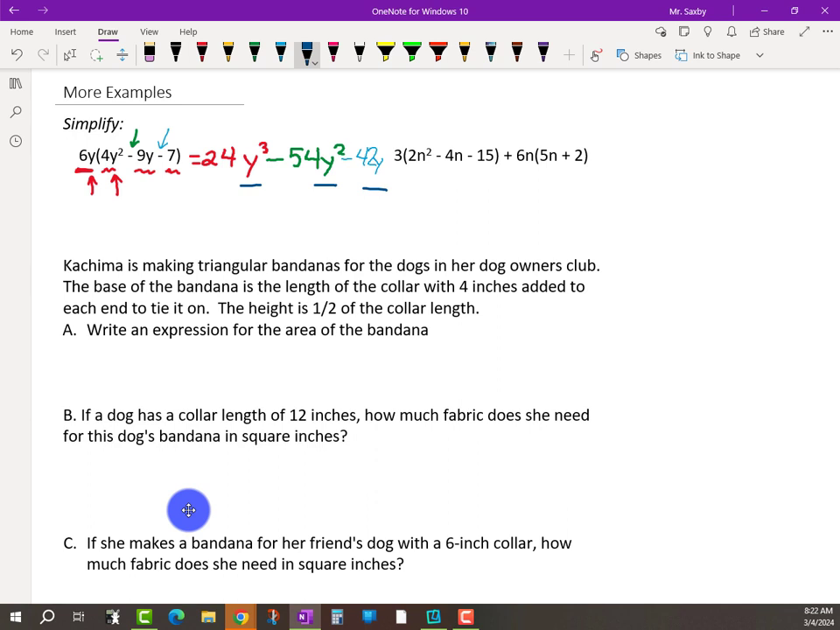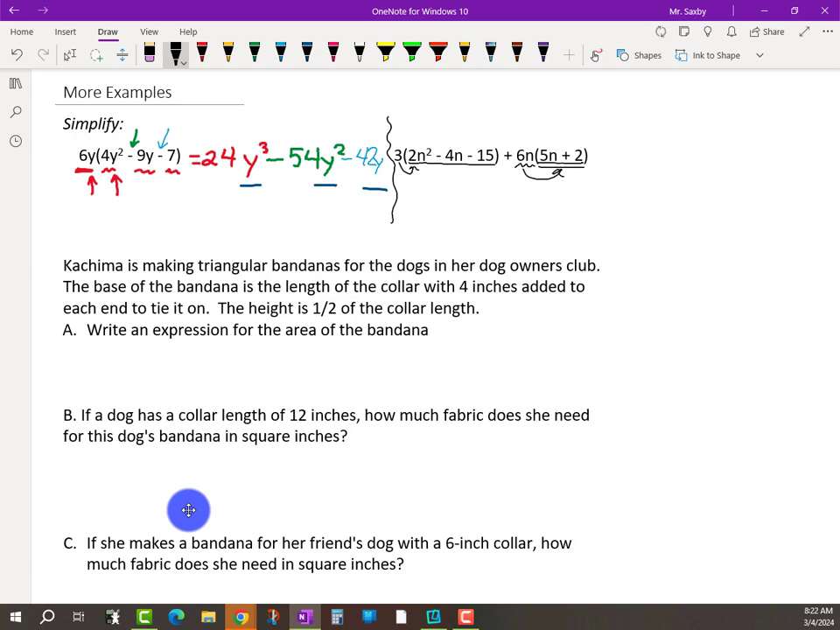The next example is similar. We have a 3 that's being multiplied by this whole polynomial. Again, this 3 is being multiplied by everything in that set of parentheses. And then this 6n is being multiplied by this polynomial, which is actually just a binomial.